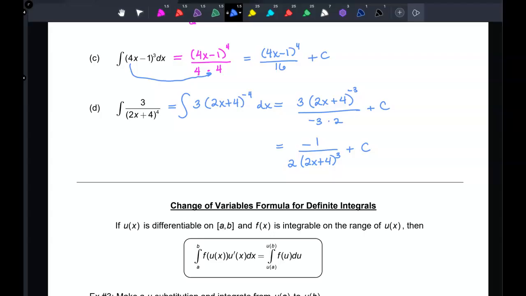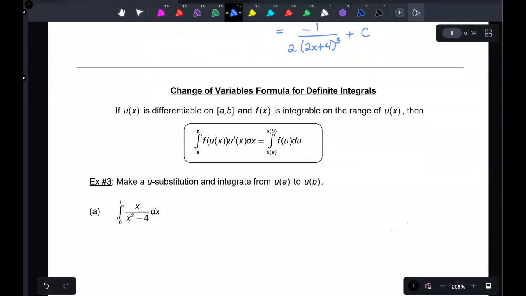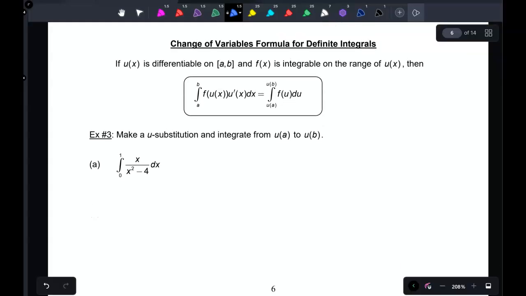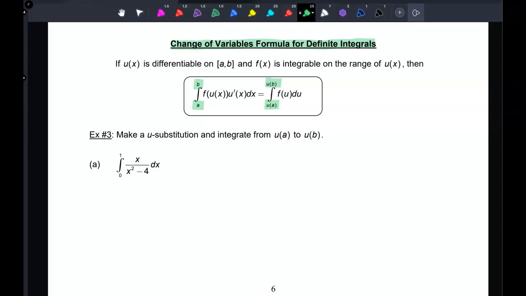Okay? All right. The only other thing we need to do is now we're going to look at what happens when we have limits of integration. So what we're going to do is change the variables and change the limits of integration. So A and B, we're going to figure out what u is equal to, and then change this to u of A and u of B and then integrate.